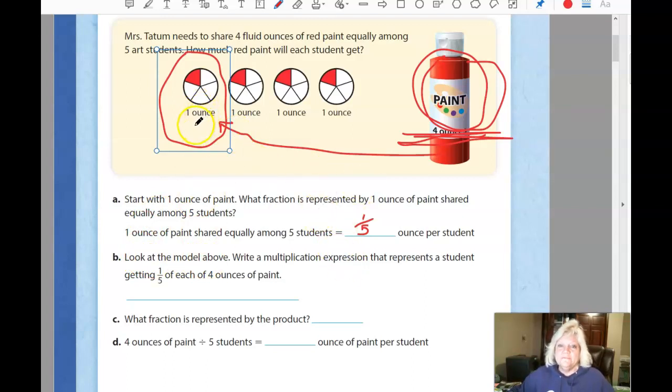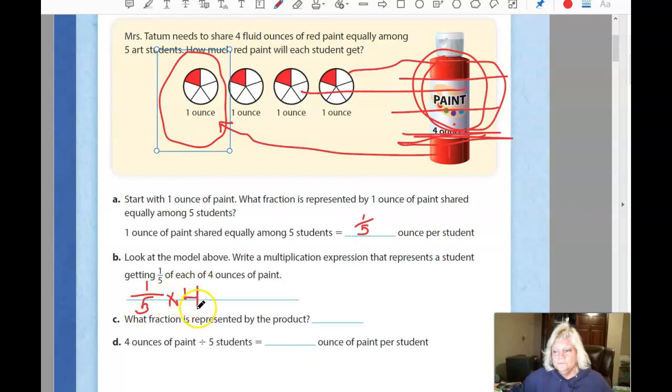Well, the first ounce, I get 1/5. And then the second ounce, I get a fifth, because that's right there. The third ounce, I get a fifth. And the fourth ounce, I get a fifth. Aren't I going to be doing 1/5 times 4? Okay, 1/5 times 4.